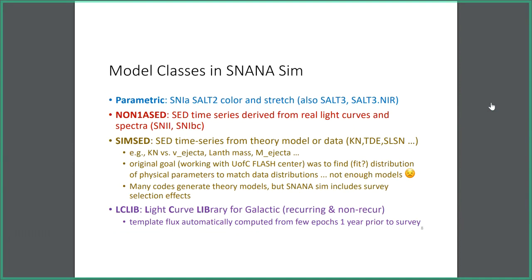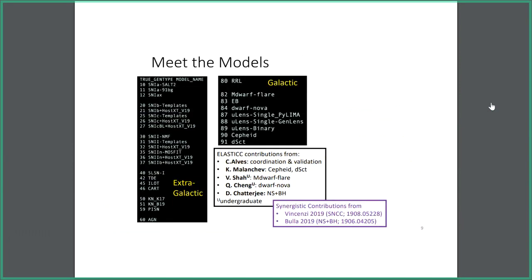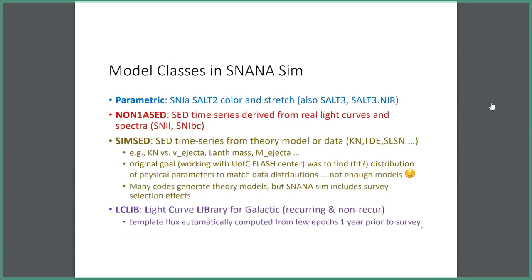And of course, many codes can generate theory models, but the nice thing about SNANA is it includes all the survey selection effects. So you can start with your underlying theory model and then produce what you would actually observe. And then lastly, as I mentioned before, there's this light curve library for galactic transients, both recurring and non-recurring. All right, I'll pause for questions. Does anyone? I can't see if there's a question, but. Okay, next slide.